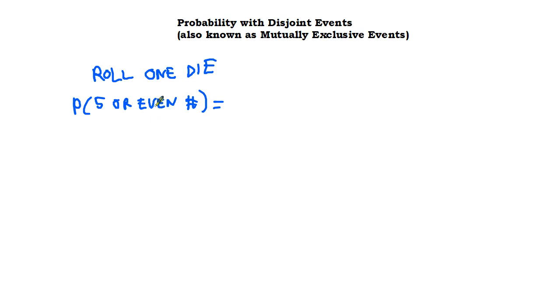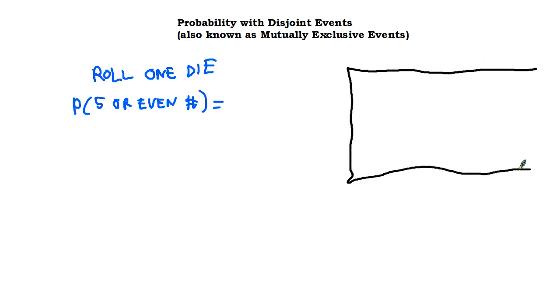It turns out that calculating the probability of these is rather straightforward. We're going to look at doing it in 2 ways. We're going to look at calculating this using a formula and also using a Venn diagram. So let's go ahead and take a look at what the Venn diagram looks like for this situation.